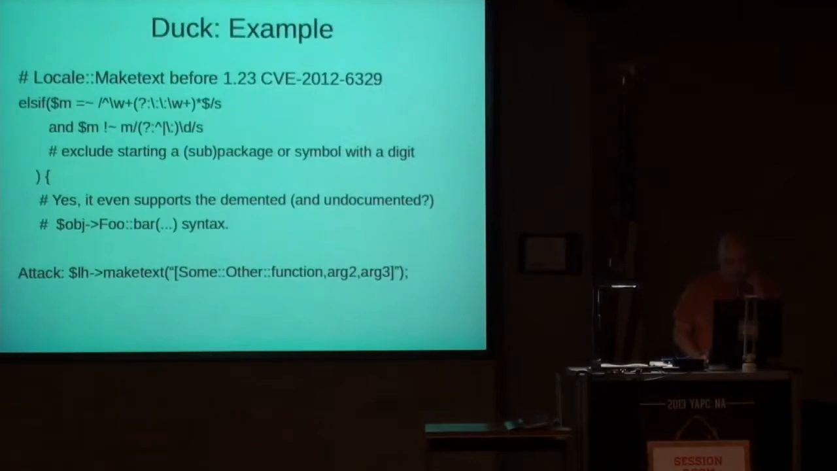This is a second example. This is Locale::Maketext before 1.23, and basically in maketext you can do these maketext functions that could have been in any package. They don't have to have anything at all to do with maketext. So any other module that's loaded up, you could feed data into it, so long as you can control the maketext format string. And yeah, this was removed from maketext because it just made no sense. Even the comments state it doesn't make any sense.